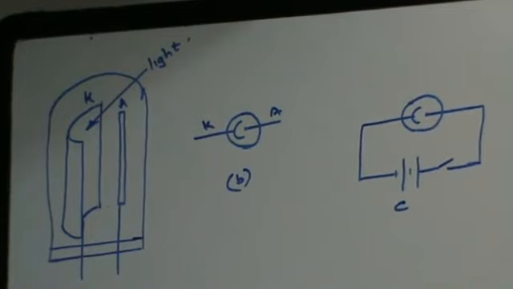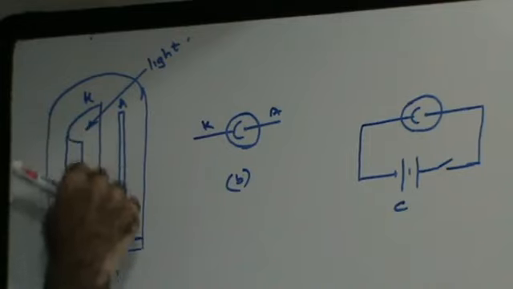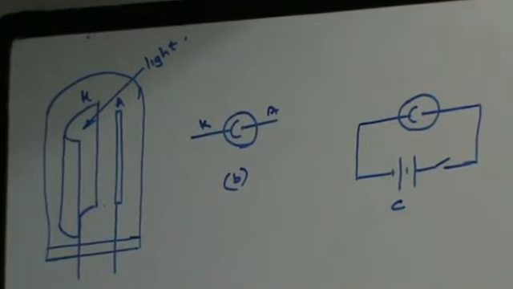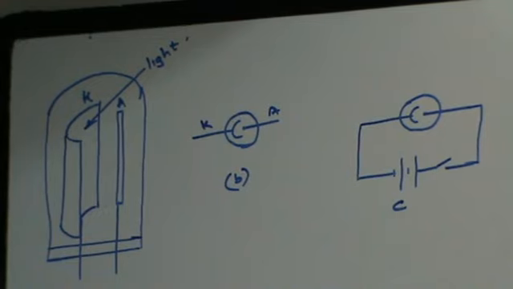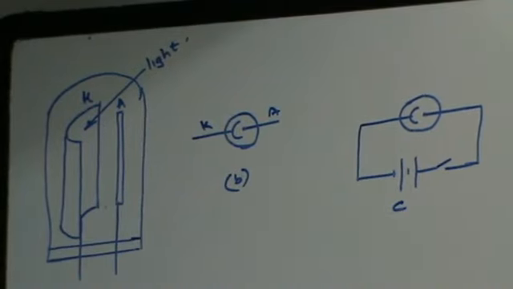And its convex surface is coated with photosensitive material. Right, this is that convex surface, inner surface, which is coated with photosensitive material. Okay, right. When light entering the tube falls on the photosensitive material, it emits electrons. So light falls on the surface and it emits electrons. Fine.